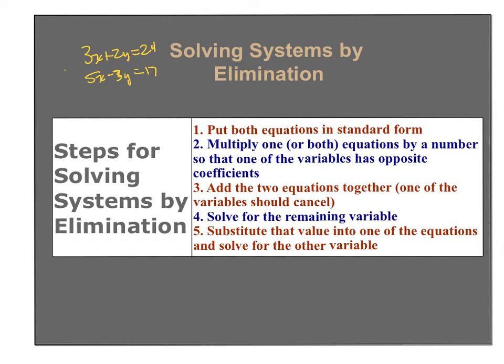Here, what I want to do is put both equations in standard form, like x plus y equals some number. You want to work to get one of the variables with opposite coefficients, like a plus 3 and a minus 3. Then you add the two equations together, and in doing so you should get rid of one of the variables. You solve for the one that's left, and then go back and solve for the other one.